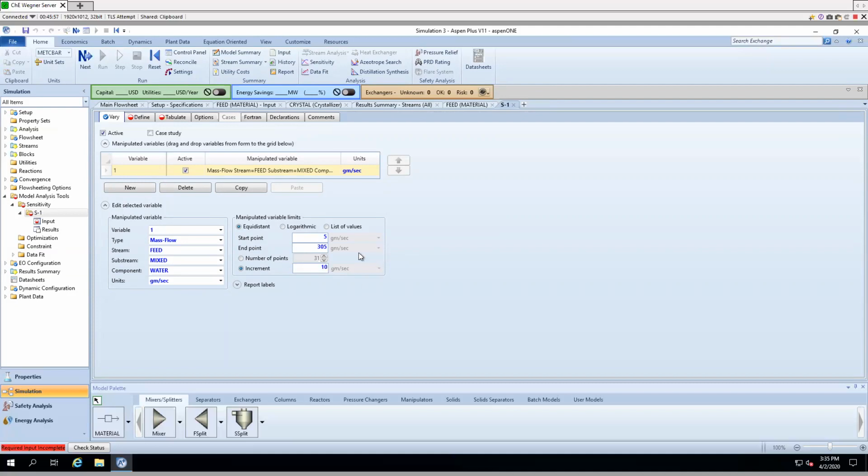What this means is we will get a table with the first point being 5 grams per second of water, 15 grams per second, 25, 35, 45, all the way up to 305. There will be 31 points plotted on our table. That is this tab done. Now we have to go to define what variable we want out. We have our independent. Now we have to define our dependent.